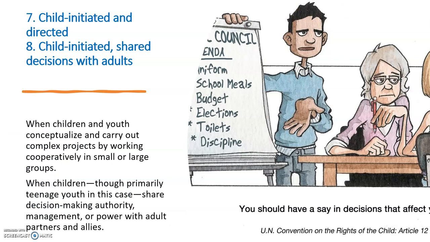Then we move to the highest rungs on the ladder, child-initiated and directed. Here we have as number 8, child-initiated shared decisions with adults. I don't think it's very important that we distinguish which should be number 7 or which should be number 8. In fact, that's also true, I think, for 4, 5, and 6. But the point here is, again, to make ourselves aware that even when we get to this stage in the ladder of participation where we have youth-initiated and directed projects, there is also this option for them to be actually involving adults as partners or allies.